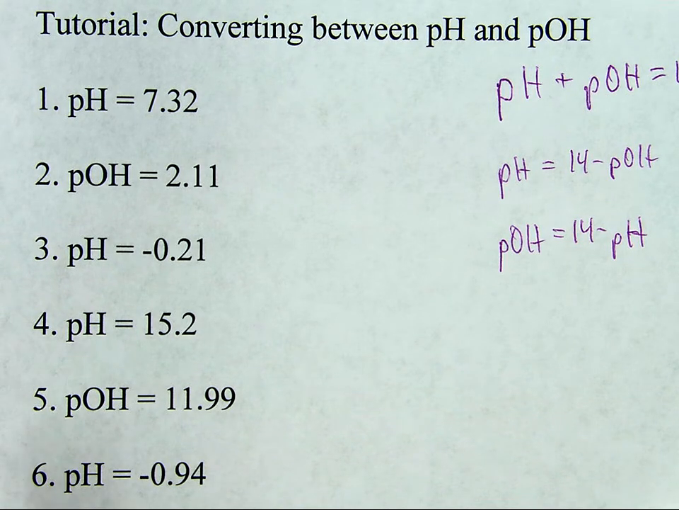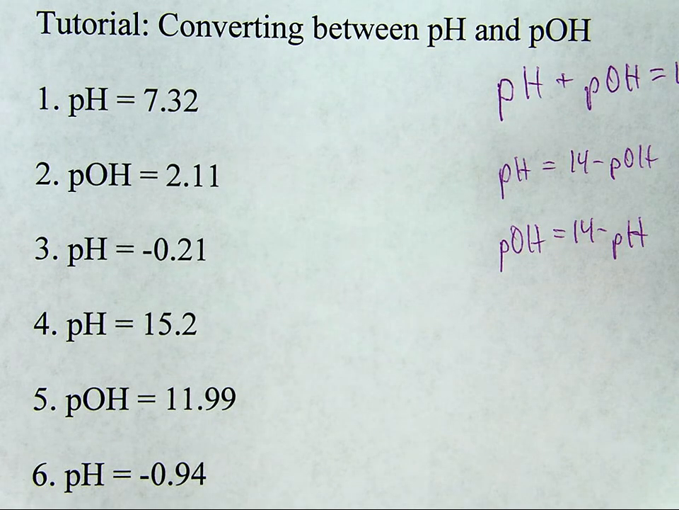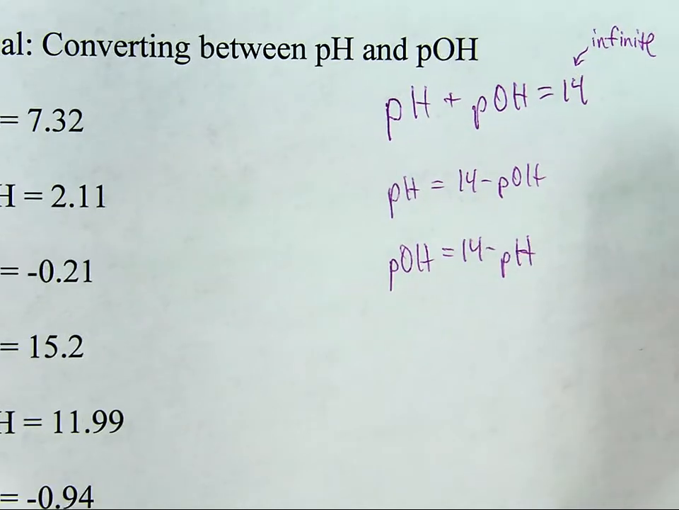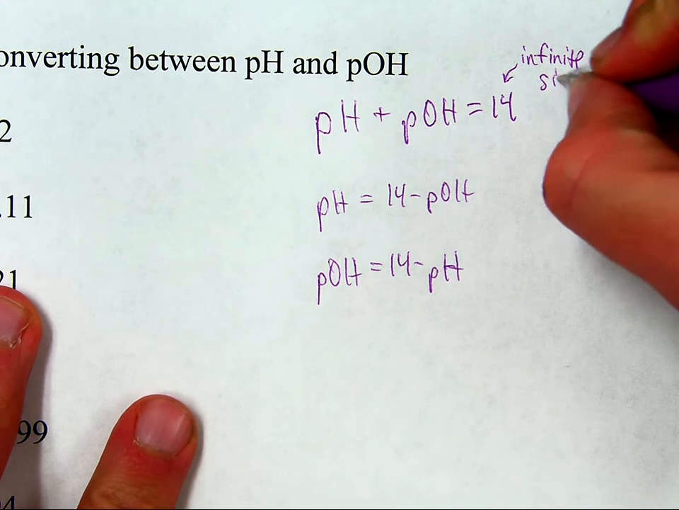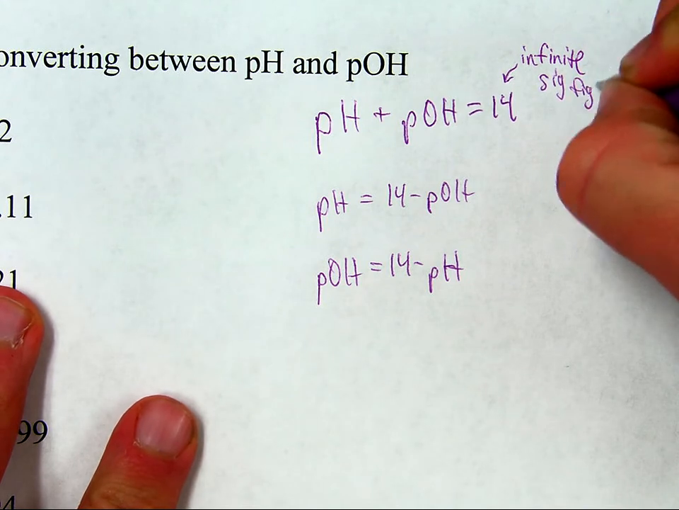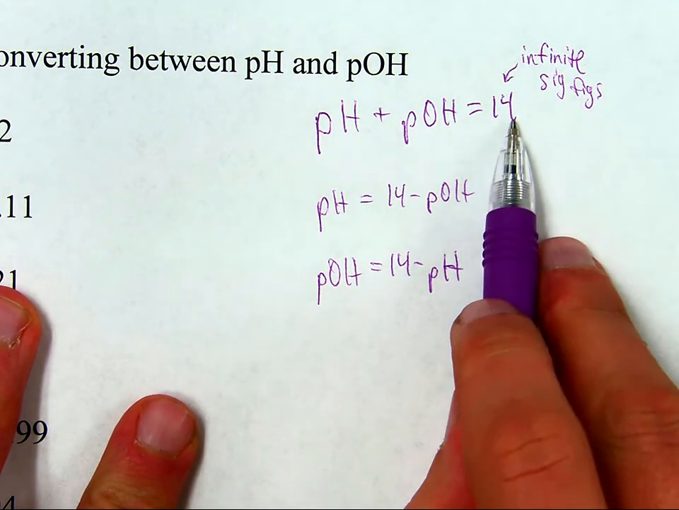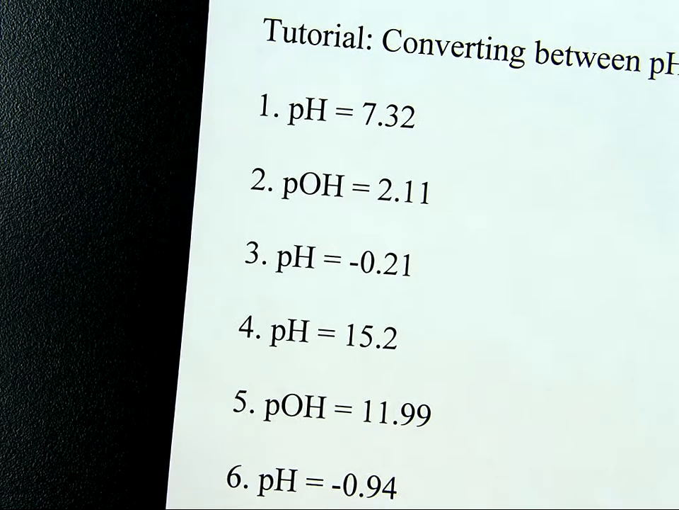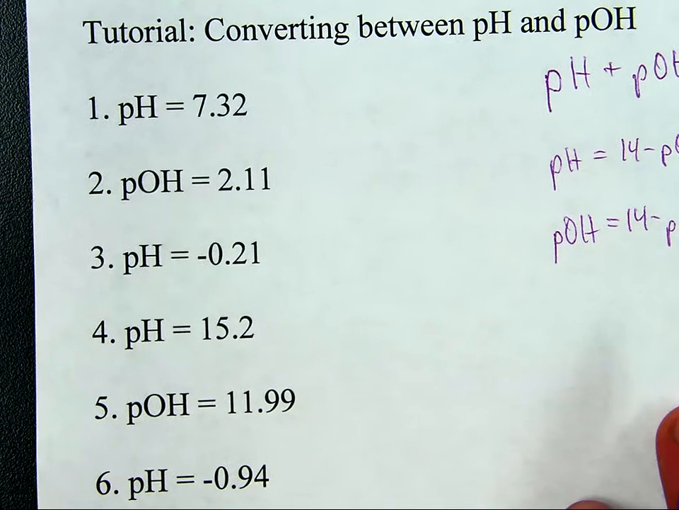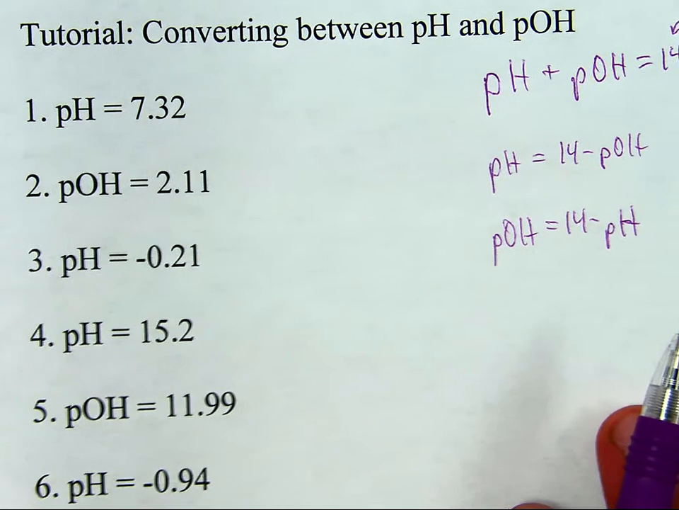So, we're going to assume that this 14 right here is infinite sig figs, meaning that it will not affect how you round your answer. Your rounding will be entirely based on these two numbers. So, let's bring this back into view and look at what you do.